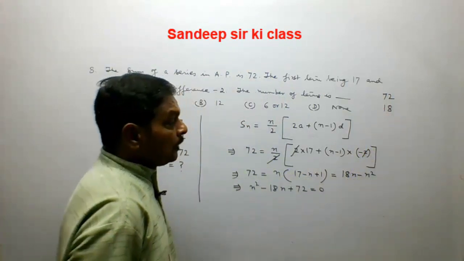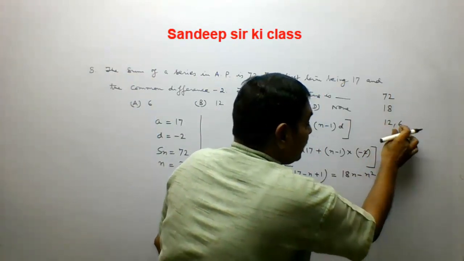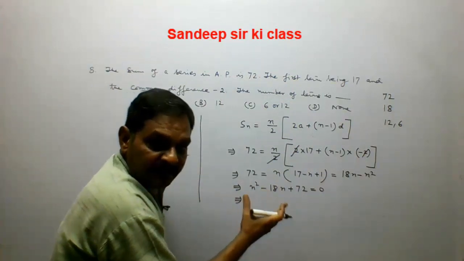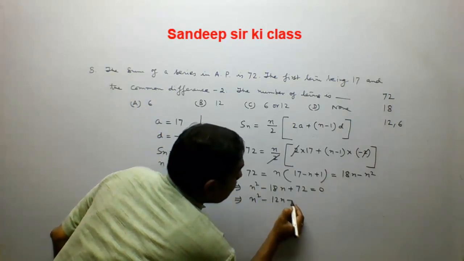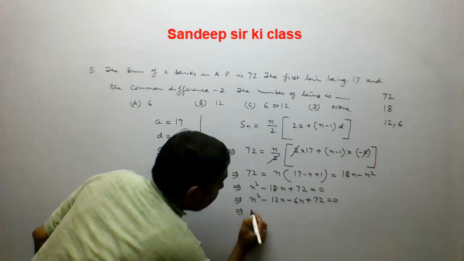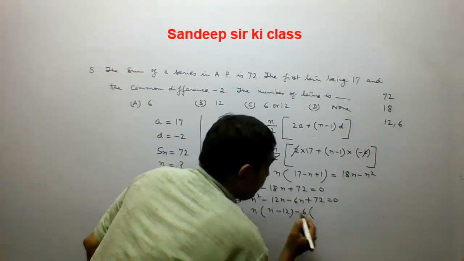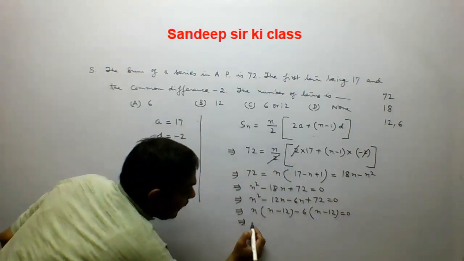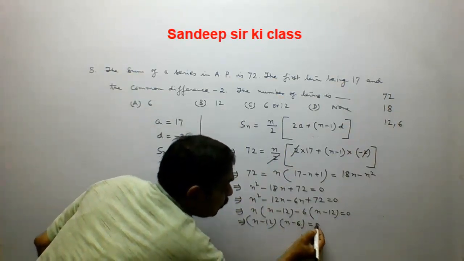Obviously, those two numbers are 12 and 6. Sum is 18, 12 into 6 is 72. So this implies, we factorize it, we split the middle term: n square minus 12n minus 6n plus 72 is equal to 0. N is taken common, n minus 12; minus 6 taken common, n minus 12 is equal to 0, which gives us n minus 12 into n minus 6 is equal to 0.